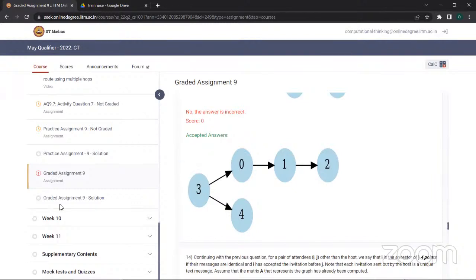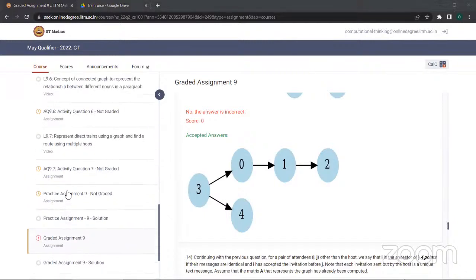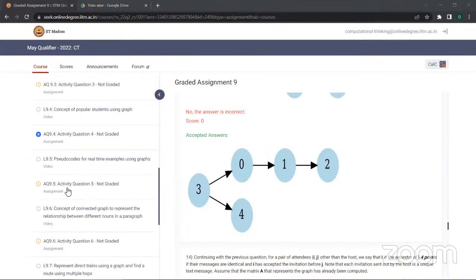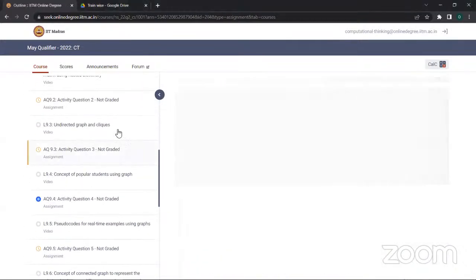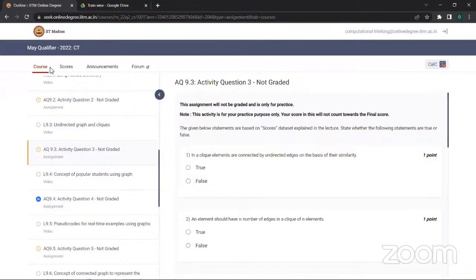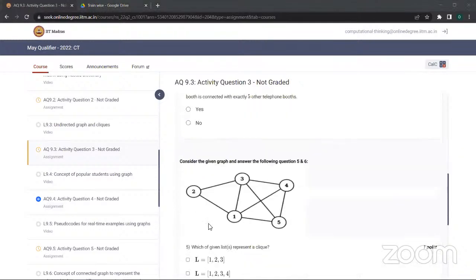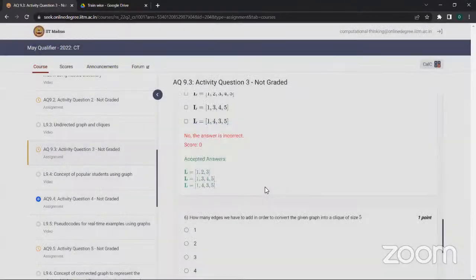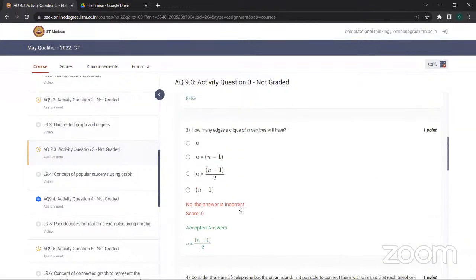Sir, just a small query in activity 9.3, question number 3. Let me see what that question is. Activity 9.3, question 3: how many edges will a clique of n vertices have? So it is n into n minus 1 by 2.